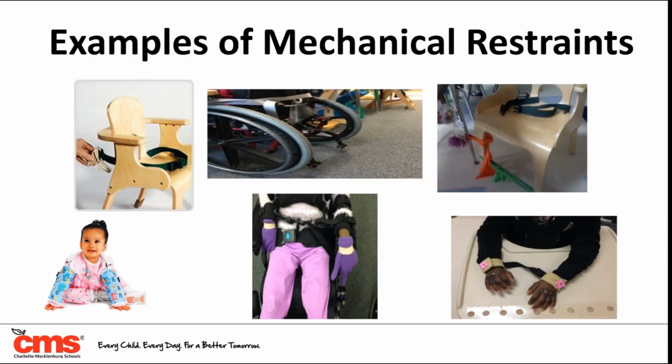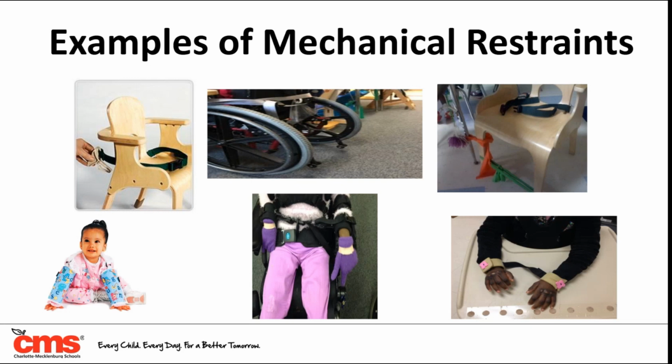Here are some examples of mechanical restraints. On the top left, you see a chair, and that is one of our chairs that you might see in our classroom, which has the armrest on the side, right? This is not only alternative seating, but it is also a mechanical restraint when it is used with the lap belt. But it's important to point out that the chair itself is not a mechanical restraint. If the student is not being restrained by the lap band, then it's not a mechanical restraint. And in that case, it would just be a chair that's used to support the student in the classroom.